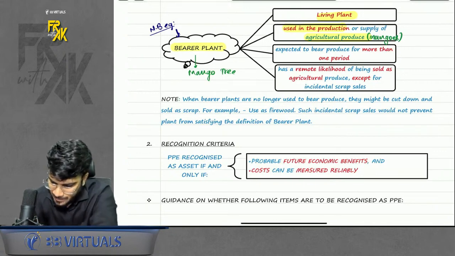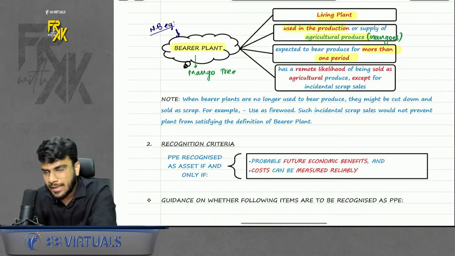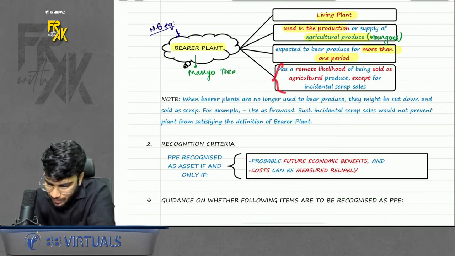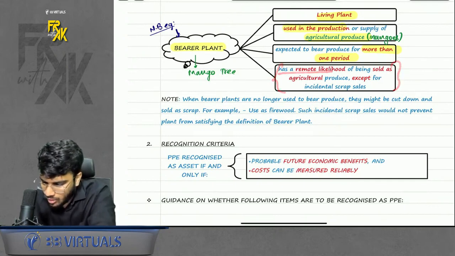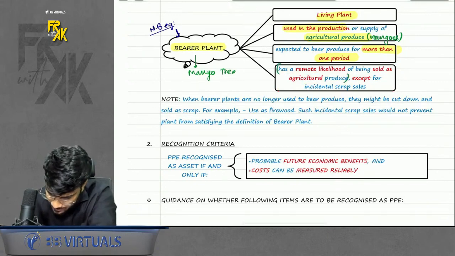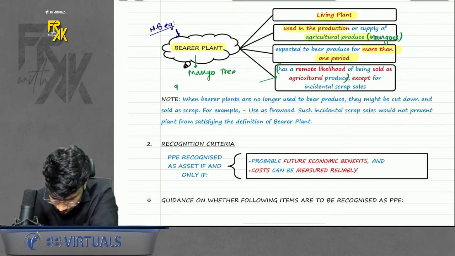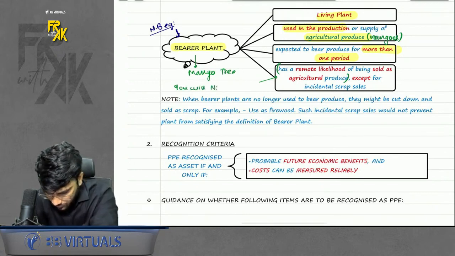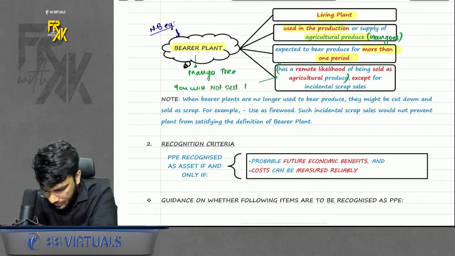Of course, it is expected to bear produce for more than one period. That is why it is a bearer plant. If the life was less than 1 year, it would have been a non-bearer plant. And the fourth point is written as has a remote likelihood of being sold as agriculture produce. Now, what is the meaning of this point? This point simply means that you will not sell the tree.